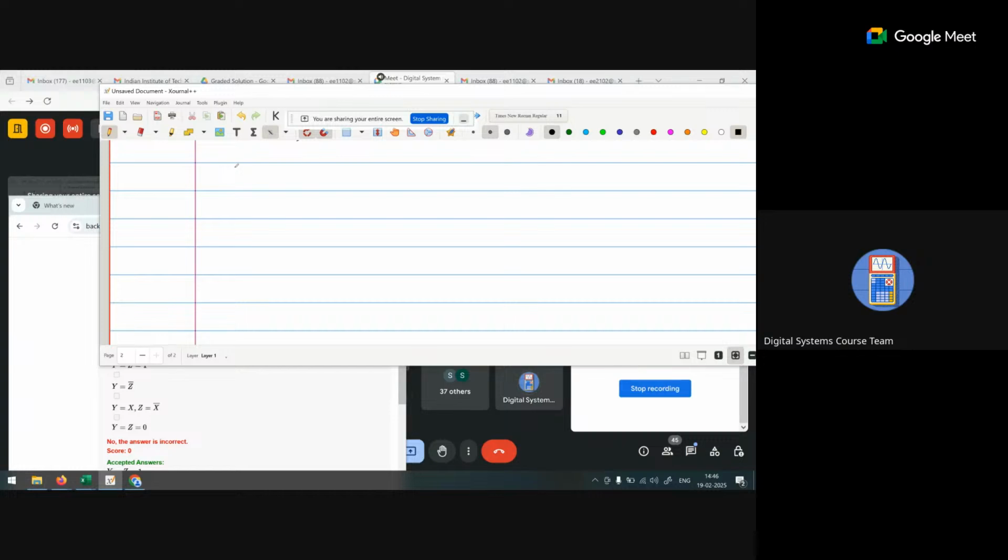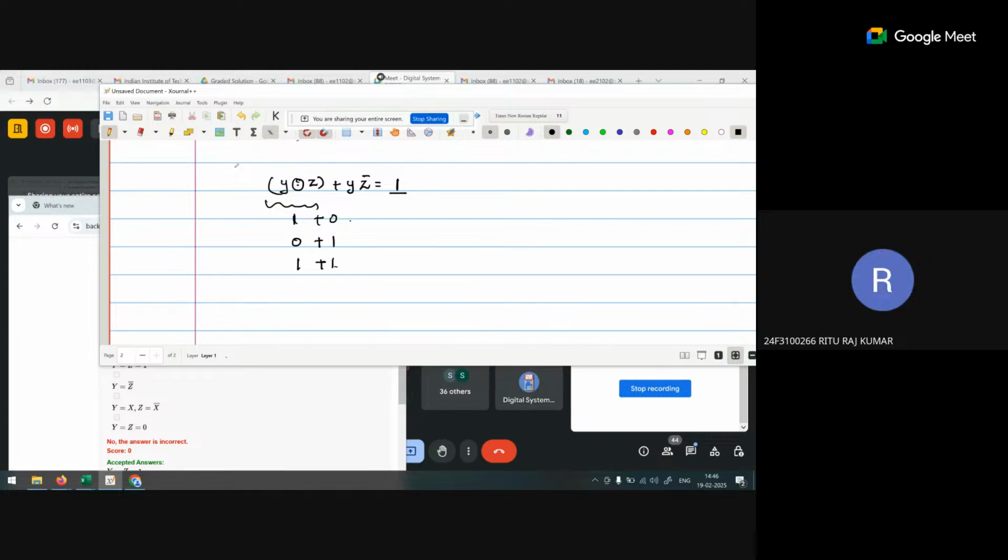Why? Because sir, if you take y z bar equal to 1 and y x naught z equal to 0, then you get the correct answer y equal to z. And if you take y x naught z equal to 0 and y z bar equal to 1, then you get a different output. The logic is either this one is 1 and this one is 0, or this one is 0 and this one is 1, or this one is 1 and this one is 1.